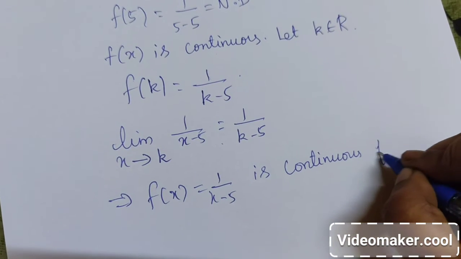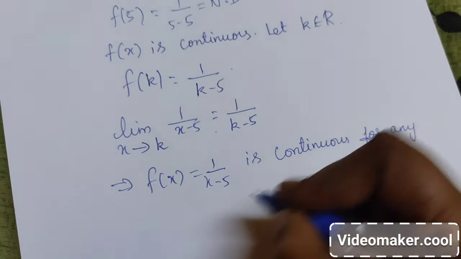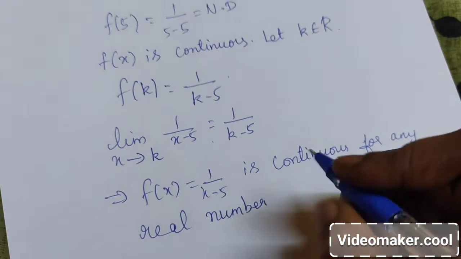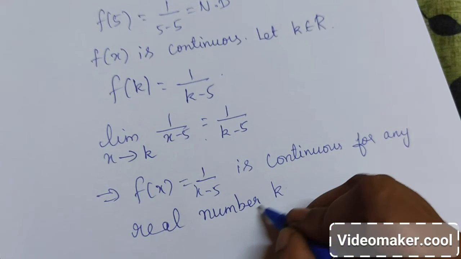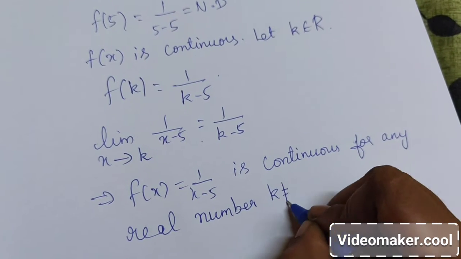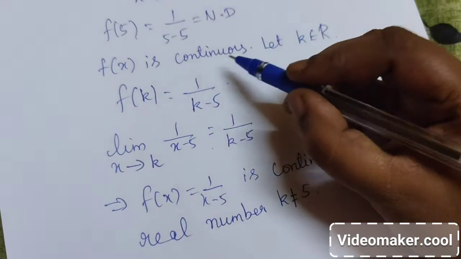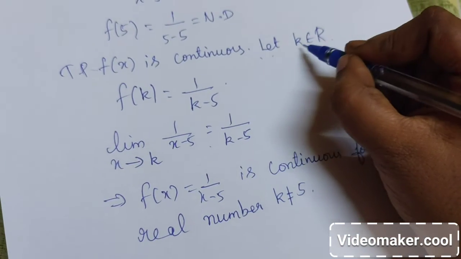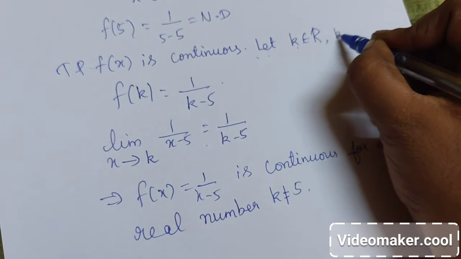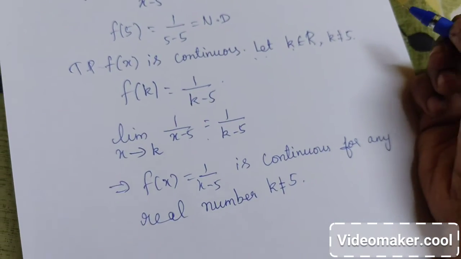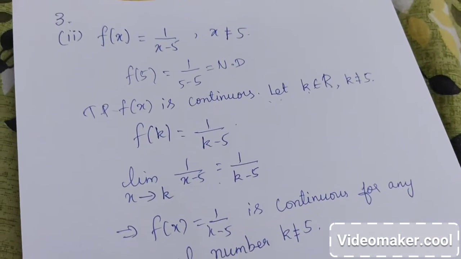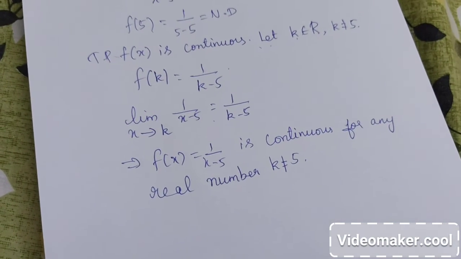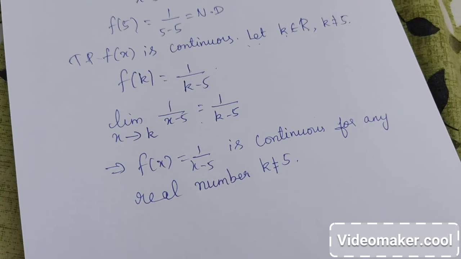for any real number k which is not equal to 5. So to prove f of x is continuous, we are taking k from the real numbers where k is not equal to 5, because 5 is not a member of the domain of the function. So we can say the function is continuous for every real number which is not equal to 5.